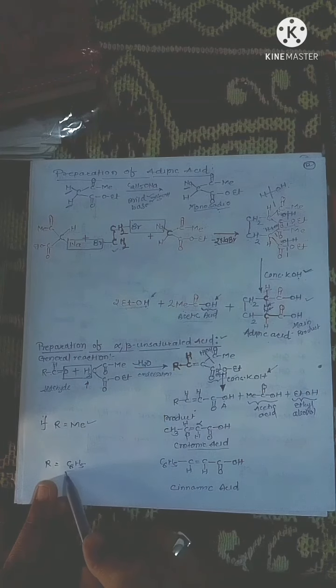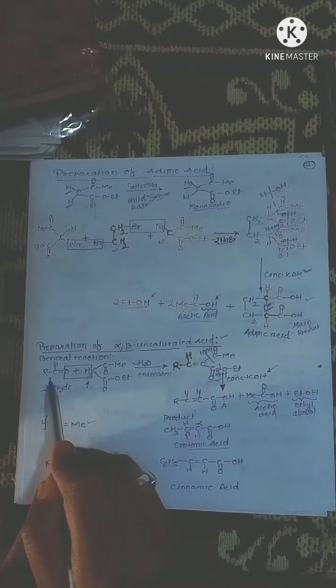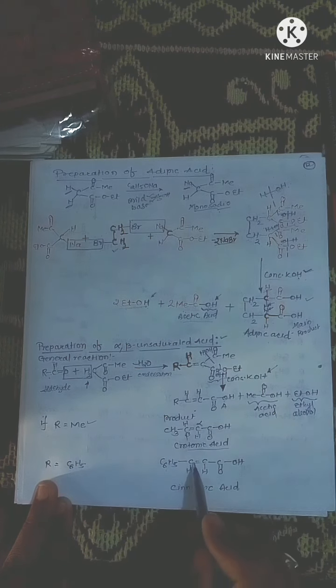If R is C6H5, that is, if this molecule is benzaldehyde, then just replace R here with C6H5, and we get C6H5CH double bond CHCOOH. It is basically the structure of cinnamic acid.